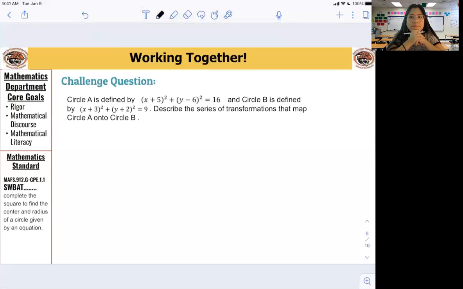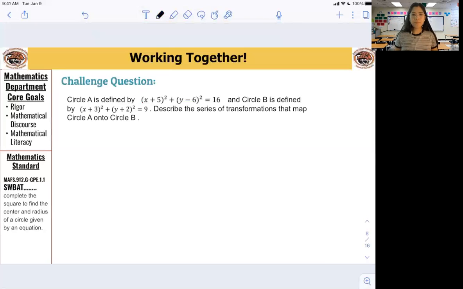Circle A is defined by x plus 5 squared plus y minus 6 squared equals 16. And circle B is defined by x plus 3 squared plus y plus 2 squared equals 9. Describe the series of transformations that map circle A into circle B.